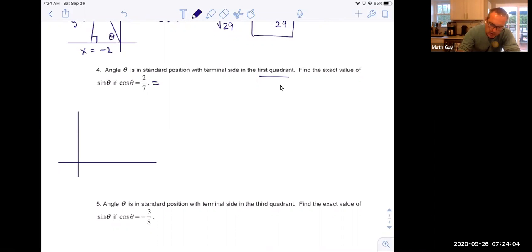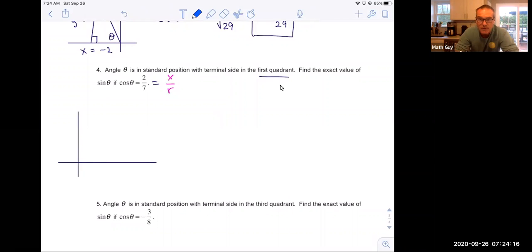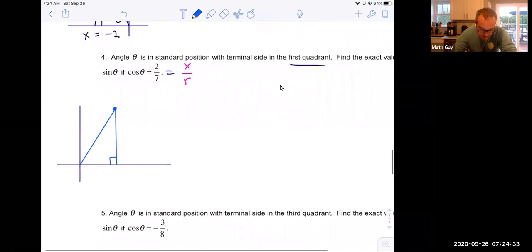Well, we got to remember what cosine actually means, right? Cosine is really the x coordinate over the radius. So let's draw that on my unit circle here, or let's draw that reference triangle, right? If x is 2, my radius is 7, I'm going to draw my angle up here. Something like that, right? And then we're going to drop a perpendicular. That's called a reference triangle. Hey, whenever you're stuck the next few weeks, draw a reference triangle. You'll be in good shape.